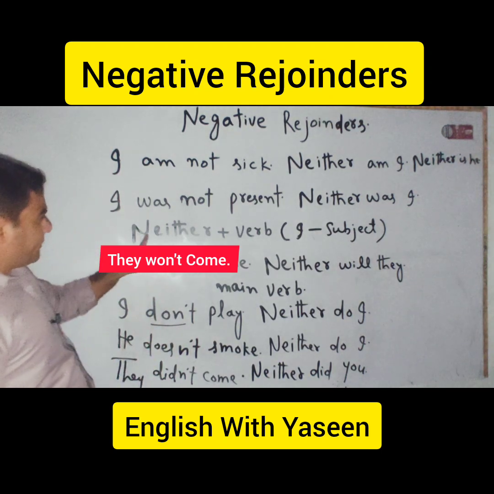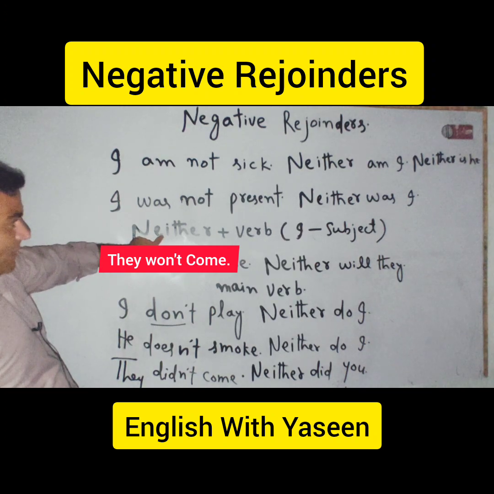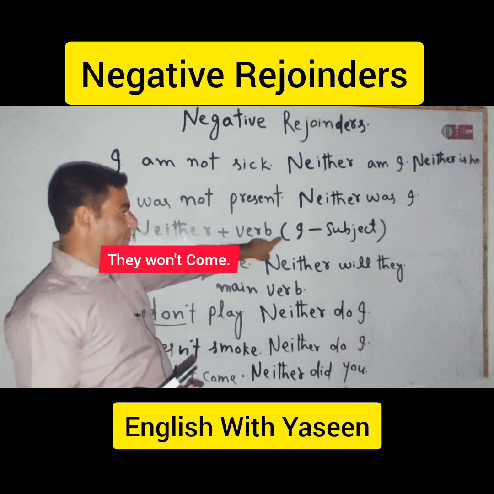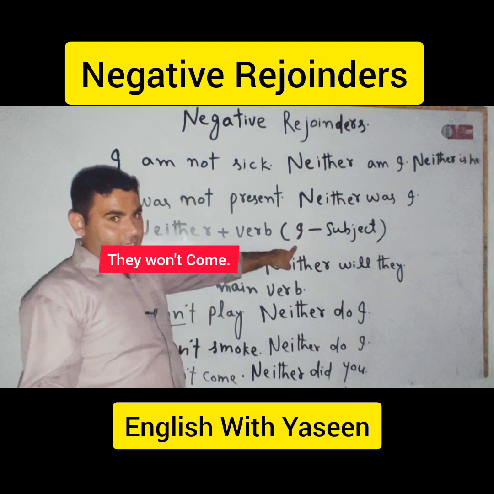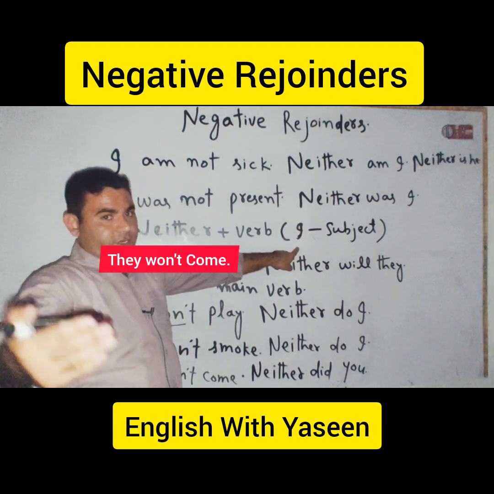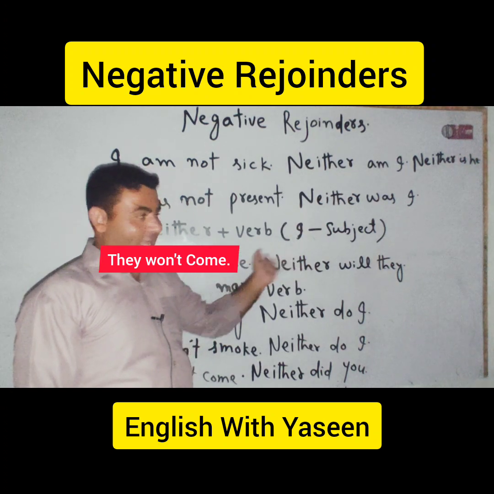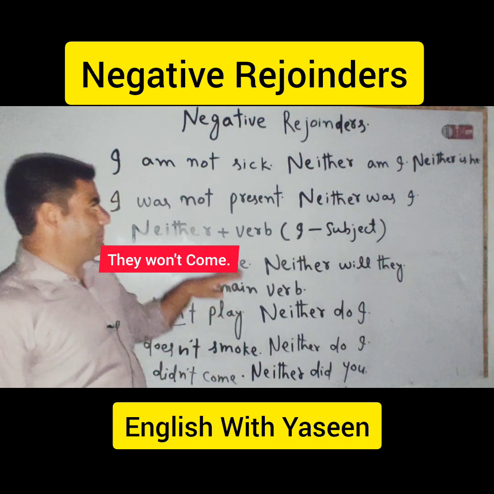First of all, look at the structure. Neither plus verb according to subject. If it is I, you will use the verb according to I. If it is he, you will use it according to he, she, and you will use according to subject.